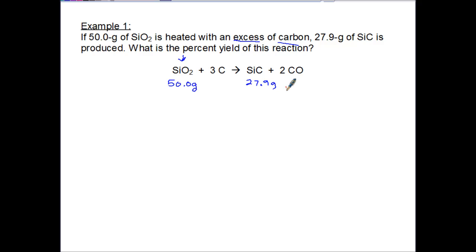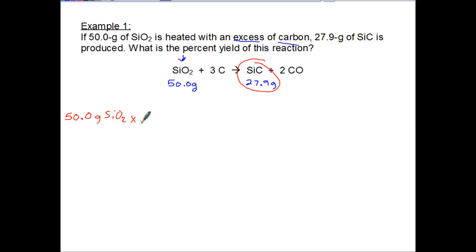One thing you might be a little confused on is what you're solving for. It says, what is the percent yield of this reaction. If you don't know what you're solving for, it's always the substance where the product is given. Since we are given information about this product right here, that's what you're solving for. That's what your theoretical yield is. So we want to know first the theoretical yield of silicon carbide, since we already know the actual yield.